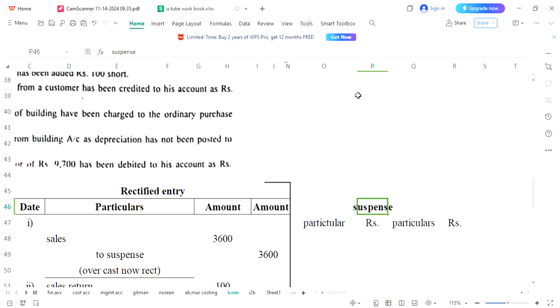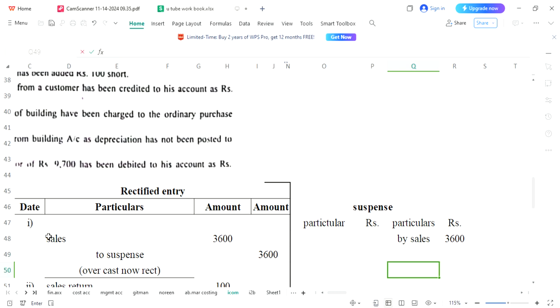Here we will be making the suspense account. So the first entry we have, look over here, suspense is written on credit. We will choose the credit side, and here you will write 3600 first, and for reference you will write what is written on the opposite side. On the opposite side sales is written, so you will write sales.